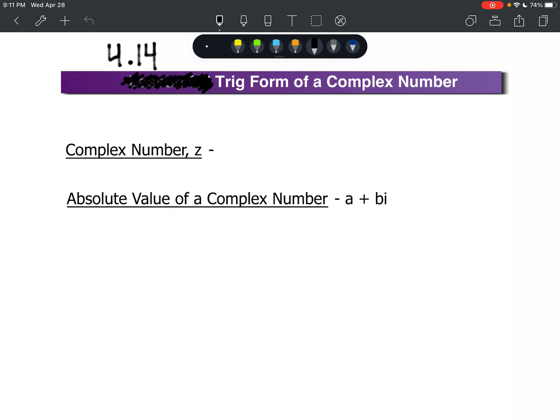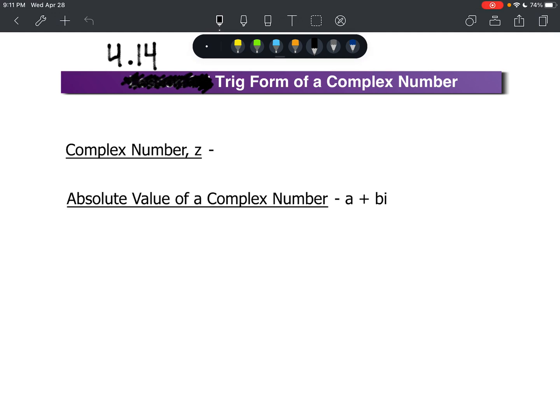In this series of videos, we're going to talk about trig form of a complex number. We will be able to write the trigonometric form, which is also called polar form, of a complex number. And we'll also be able to go from standard form, which is what we're used to, of a complex number, to trig form. So we'll be able to go back and forth from one form to the other.